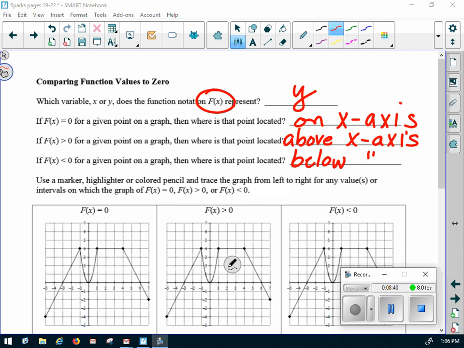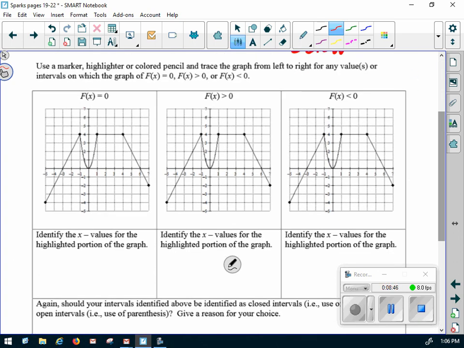Now, get your highlighter back. Use a marker, highlighter or colored pencil and trace the graph from left to right for any values or intervals on which the graph of f of x equals 0, f of x is positive, or f of x is negative. All right, let's take a look at the first one.